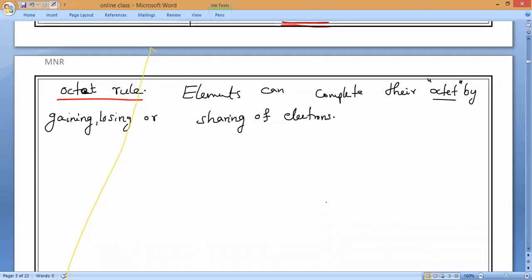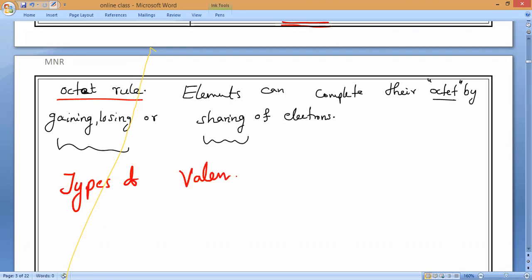Now, all of you remember, based upon gaining and losing, as well as sharing, we will divide valency into two types. That is what we are going to study now. So all of you keep reading. Once it is completed, write types of valency. Very, very important. This is the main thing you have to remember.